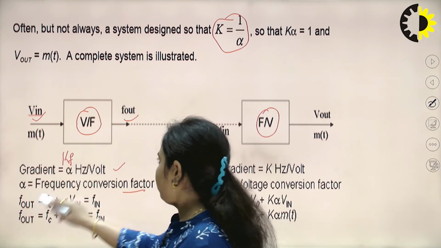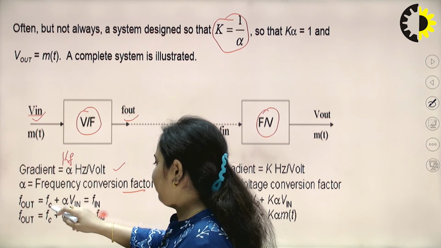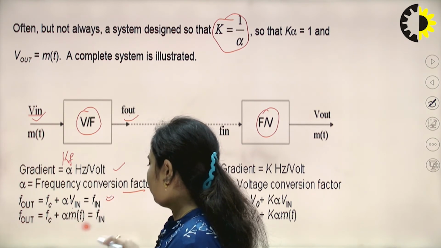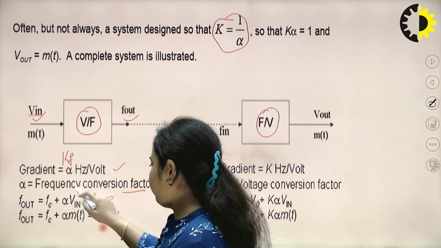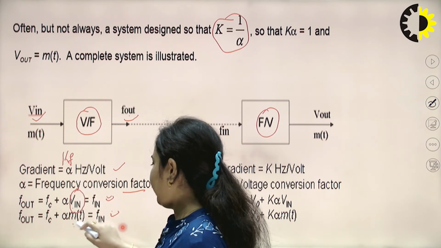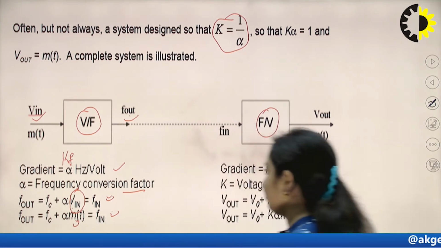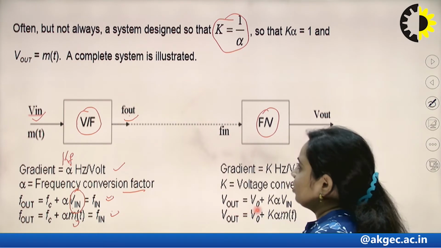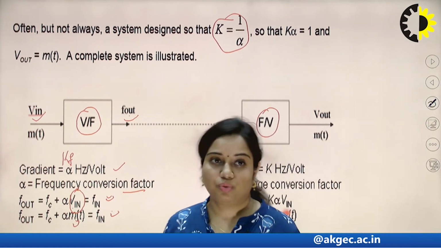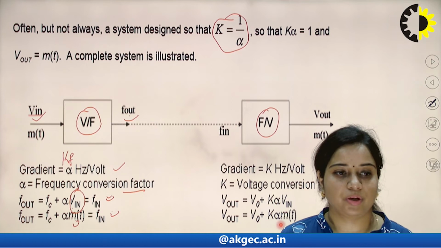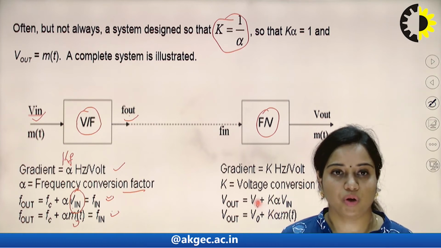So F out in this case, the equation will become Fc plus alpha into V in, which is equivalent to F in. Similarly, when we replace this V in by m(t), then F out will always be equal to F in. Now since we want it to work as a demodulator, the output of the final demodulator should be a voltage.